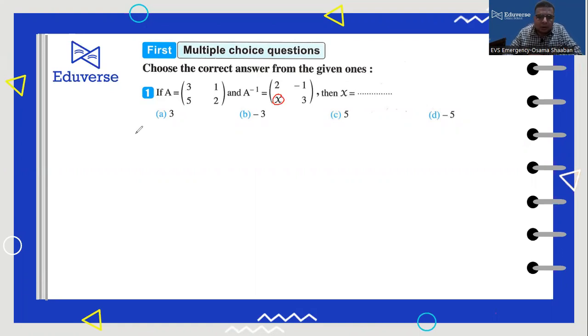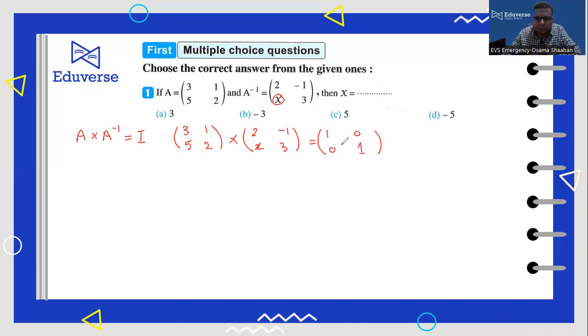Okay. You studied before the matrix A multiplied by its multiplicative inverse will give you the identity matrix I. So 3, 1, 5, 2 is matrix A, multiplied by its multiplicative inverse 2, negative 1, x, 3. You will get, in the same order of 2 by 2, I, which will be 1, 0, 0, 1.